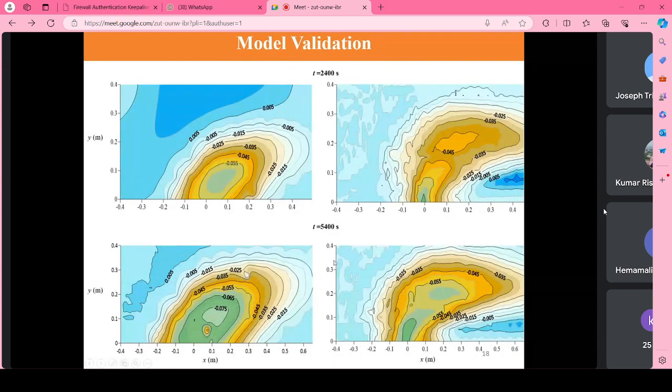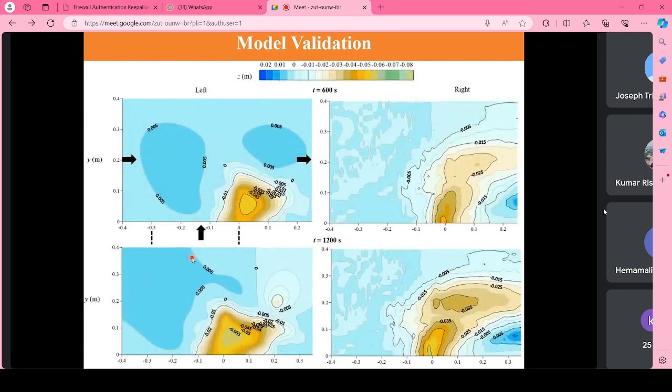For example, if you see the comparison of the bed elevation at time t equal to 90 minutes, qualitatively the geometry of the scour region can be said to be matched with the experimental values. So this portion shows the simulated results and this shows the experimental values.